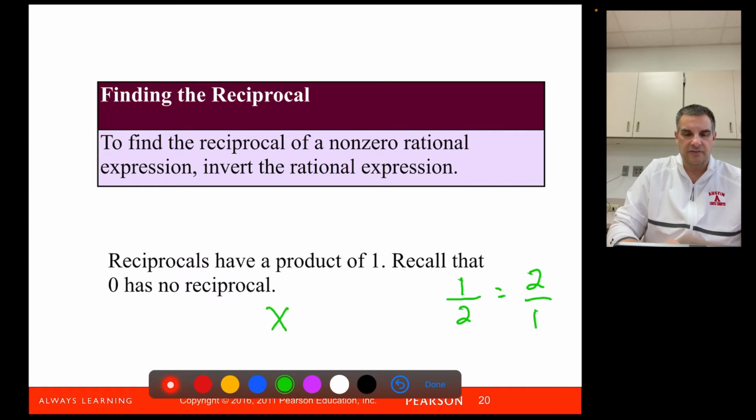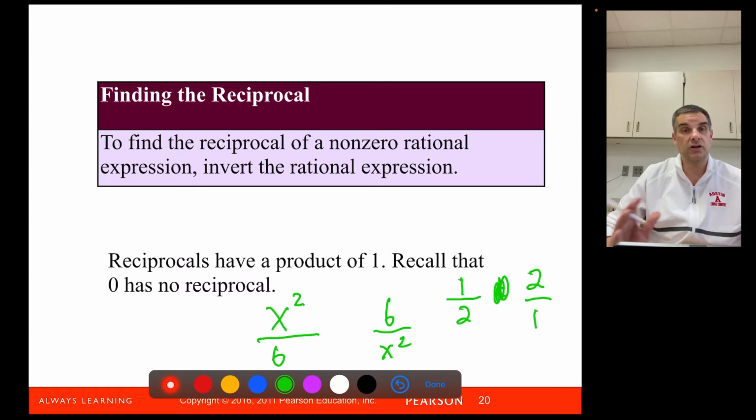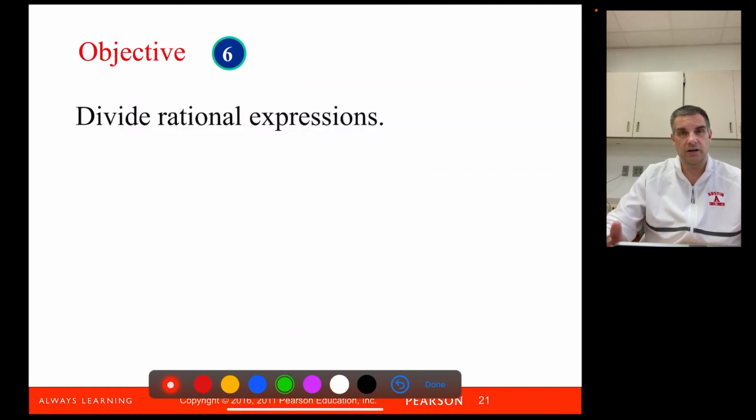If I have x squared over 6, 6 over x squared is what it is inverted. They're not equal to each other. I shouldn't have an equal sign there. But they're just inverted. And we're going to need that when we talk about dividing rational expressions. To multiply, top times top, bottom times bottom, reduce, do all of those things.